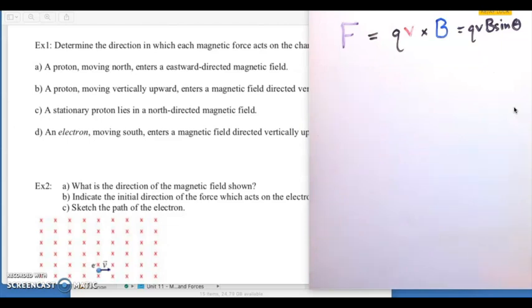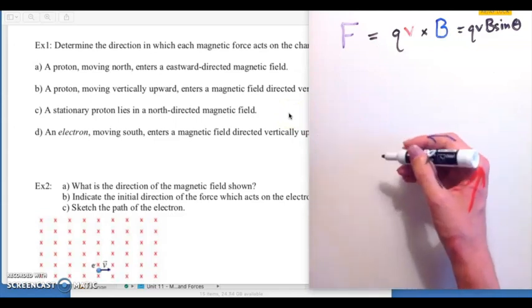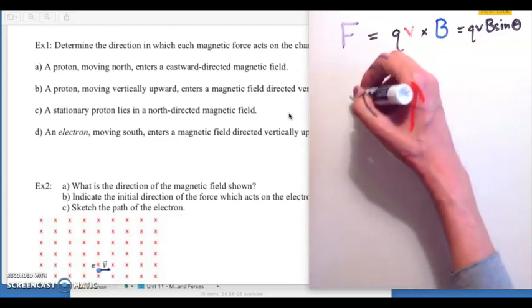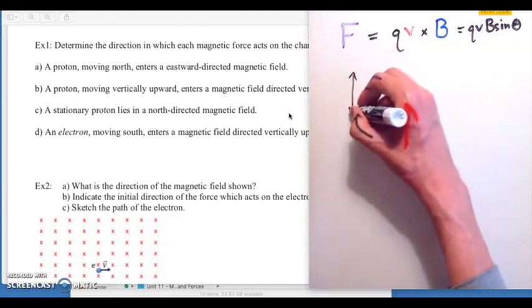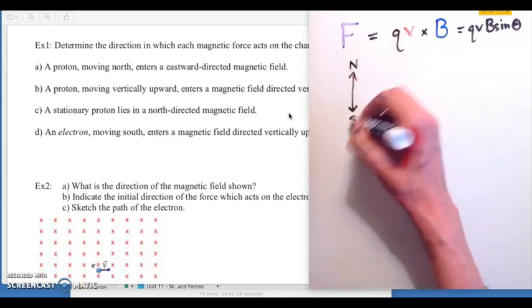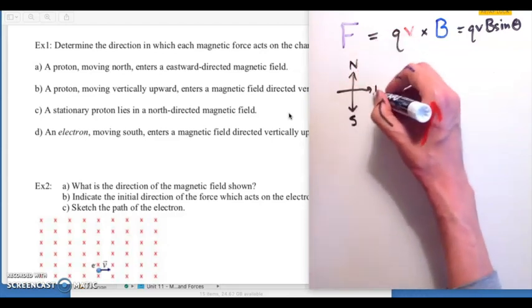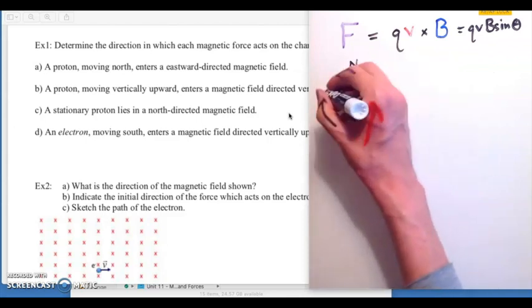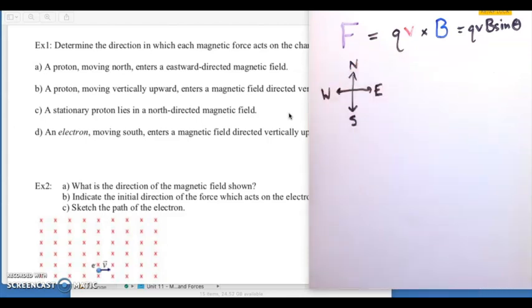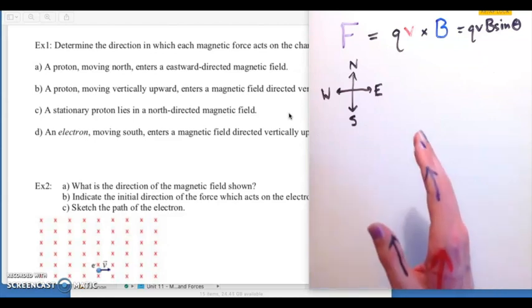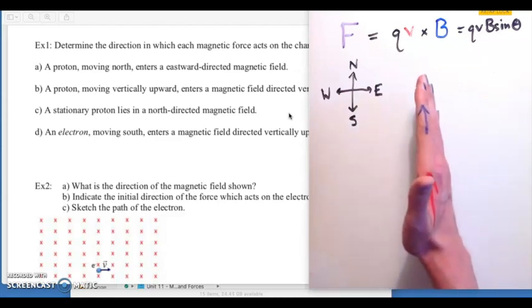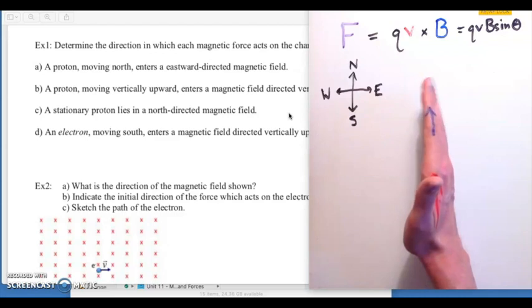Okay, so first one, we've got a proton moving north, enters an eastward directed magnetic field. Now, I don't know which way your screen's oriented, but for our purposes, we will try not to use cardinal directions. I'm going to have north-south be like this on the screen, and let's see if I can get east and west in the right places. Okay, there we go. So for our purposes, north, south, east, west are directions on the page. We've got a proton moving north, that would be that way, and it enters an eastward directed magnetic field.